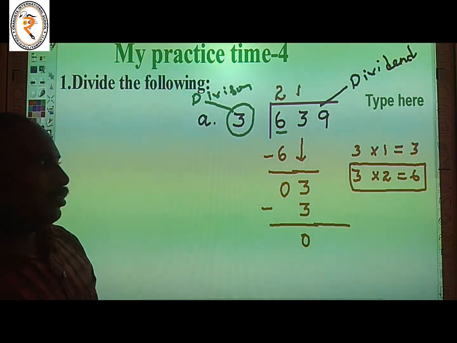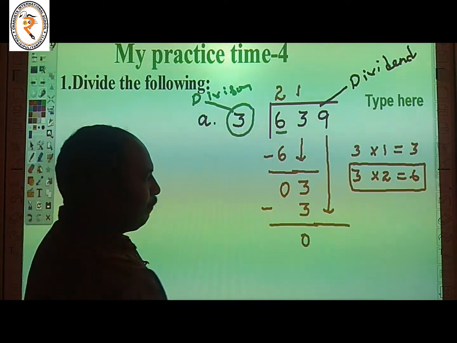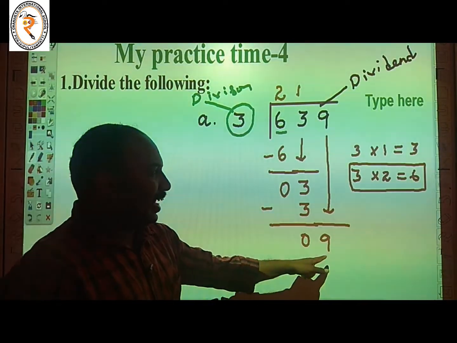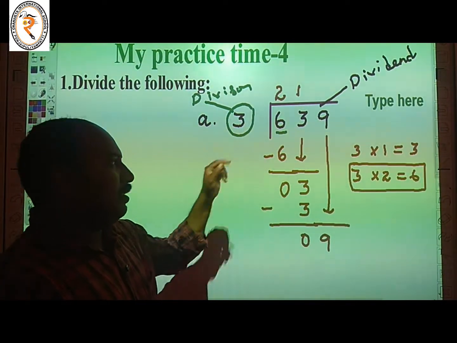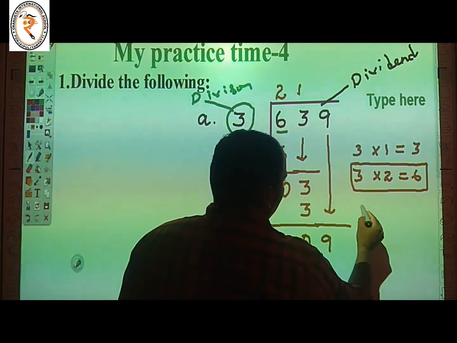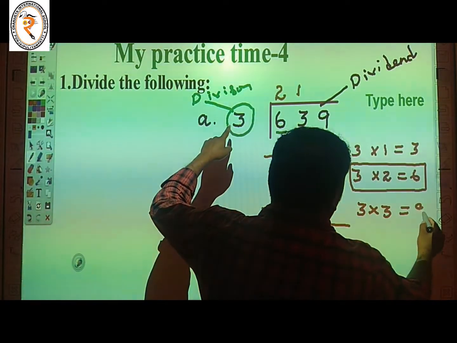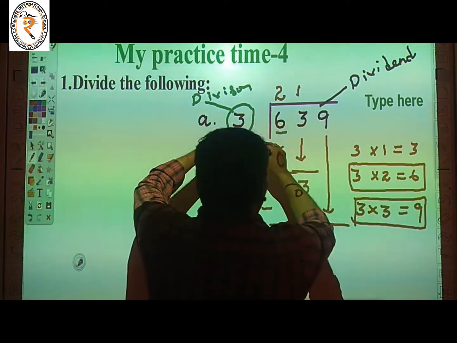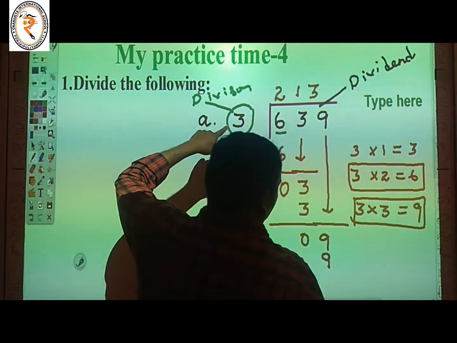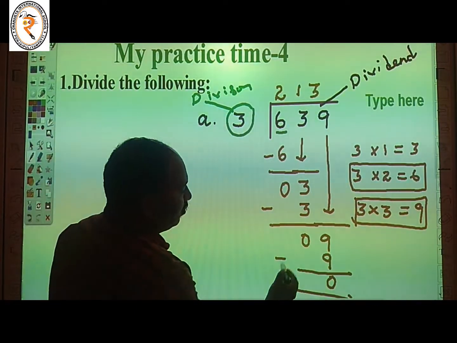Next we go to the ones place. Here the ones place is 9. The divisor is 3. That means 9 divided by 3. We take the table: 3 2s are 6, 3 3s are 9. 3 into 3 is equal to 9. 9 minus 9 is equal to 0.